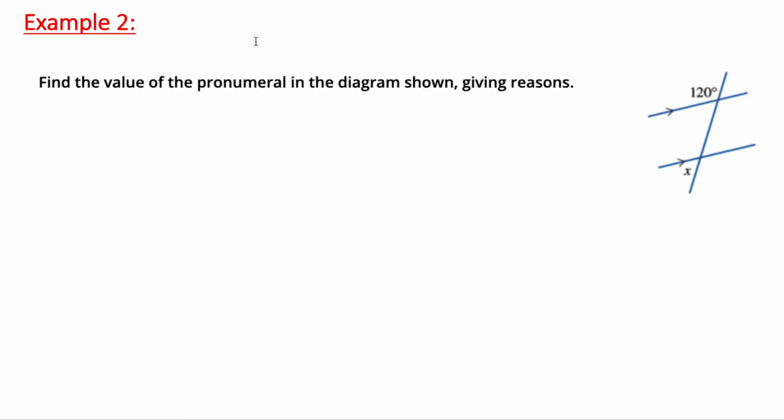Now let's do example number 2. Find the value of the pronumeral in the diagram shown, giving reasons. Again, they're already telling us that they're parallel lines. They're not asking us to prove anything. We know that they're parallel lines, and they're giving us this angle, which is 120, and then we have this angle AMX out here. So what do we know about these two angles?